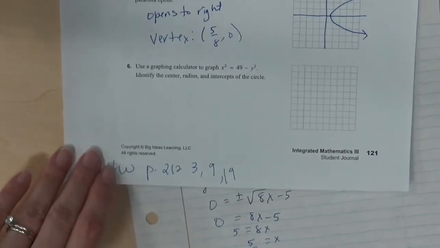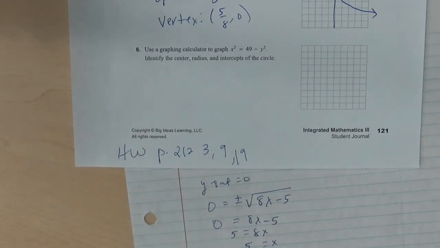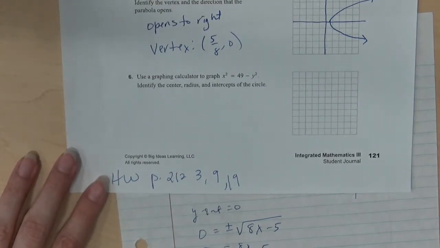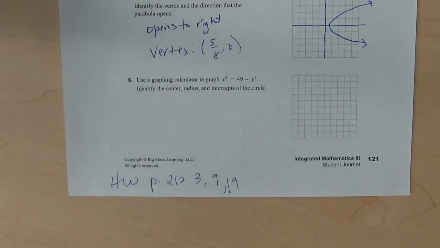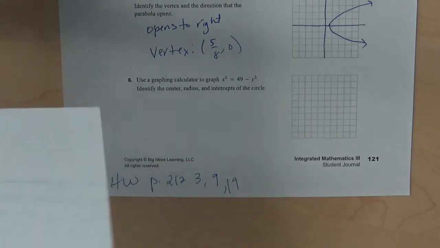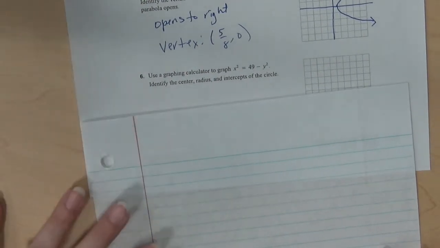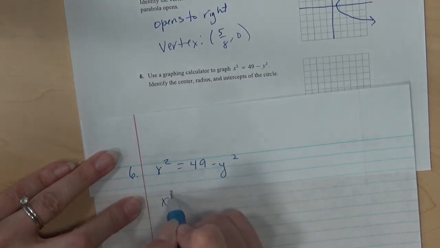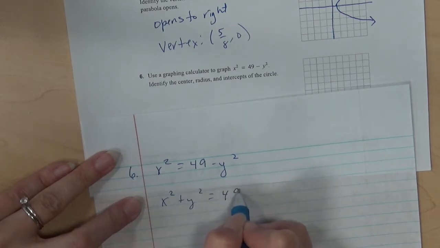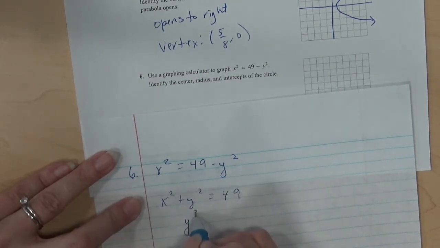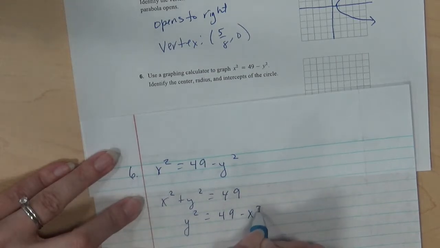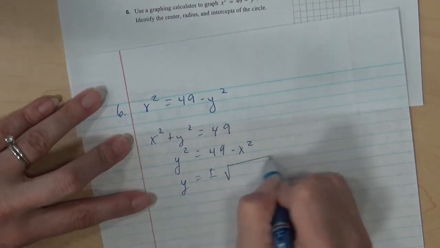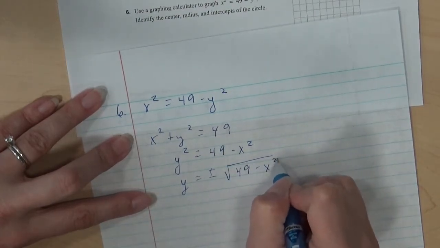And number 6, use a graphing calculator to graph x squared equals 49 minus y squared. Identify the center, radius, and intercepts of the circle. So first let's solve for y. Solving this for y, I can add y squared to both sides. And then subtract x squared on both sides. Take the square root, so you'll do y equals plus or minus the square root of 49 minus x squared.